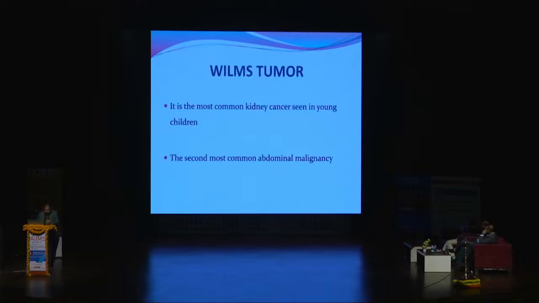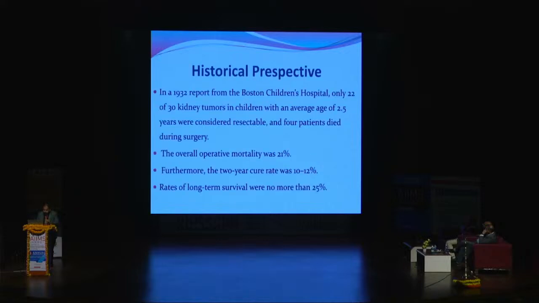Coming to the Wilms tumor, it is the most common kidney cancer seen in young children, and it is the second most common abdominal malignancy. Historically, if we go back to 1932, only 22 of 30 kidney tumors in children with an average age of 2.5 years were considered resectable at that time, and the overall mortality in Wilms tumor at that time was reported as 21%, and the 2-year cure rate was 10 to 12%, and the rates of long-term survival were no more than 25%. So we are talking about the 1930s.